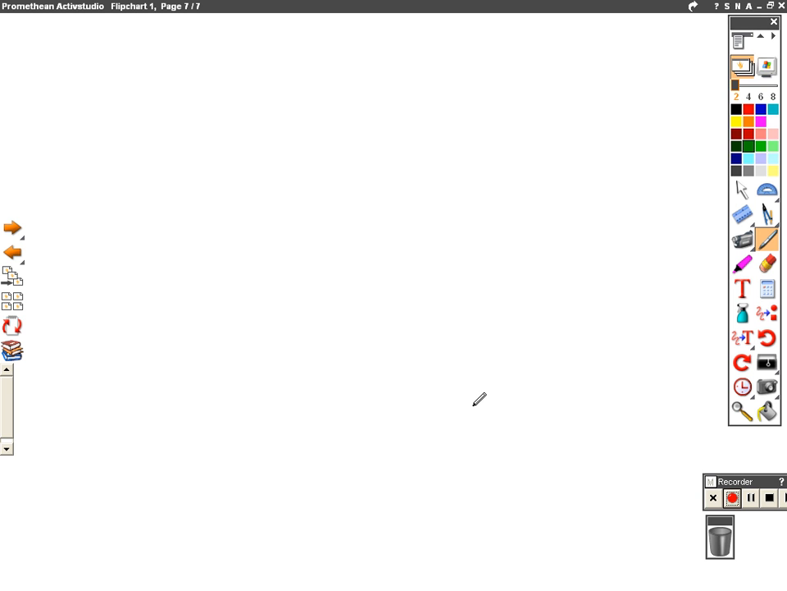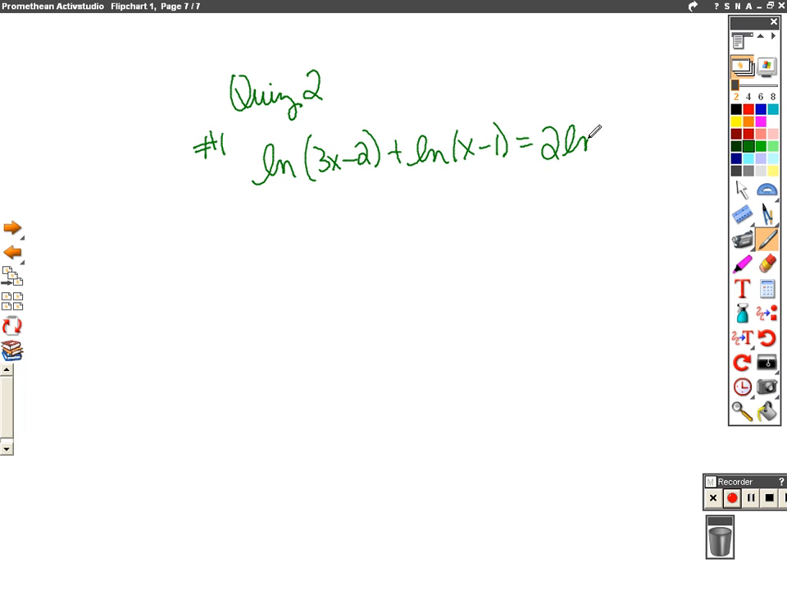So this question is on your test review, and it comes from quiz section 2, and it's problem number 1. ln(3x - 2) + ln(x - 1) = 2 ln x. Alright, so the first rule that I see here is that I have this plus sign. So when I combine them, I'm only going to have one ln, and I'm going to multiply the two things together. Make sure that you put parentheses around both binomials.